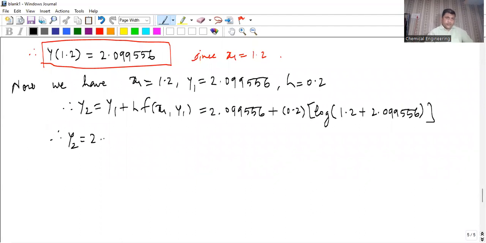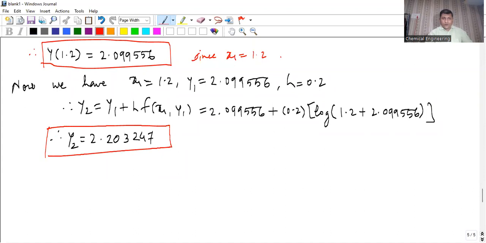You are getting here 2.203247? Yes, sir. Yes, sir. Okay, so this is the predicted value. Okay, remember that this is the predicted value. We have to correct it.